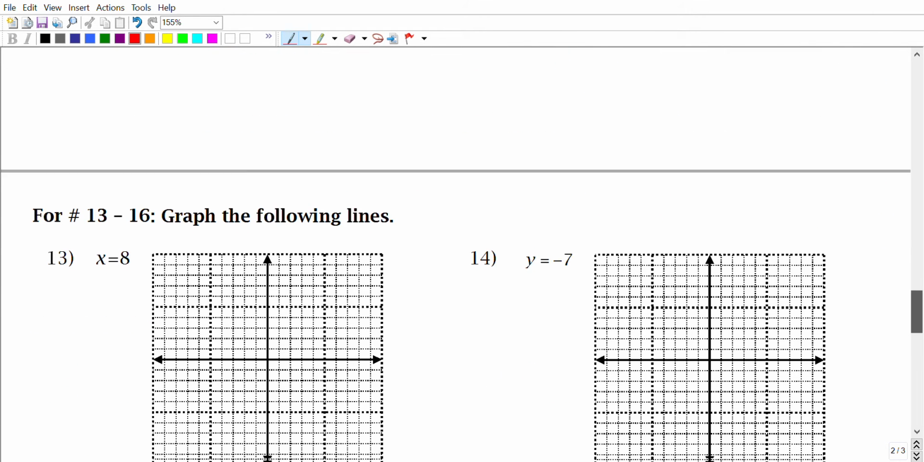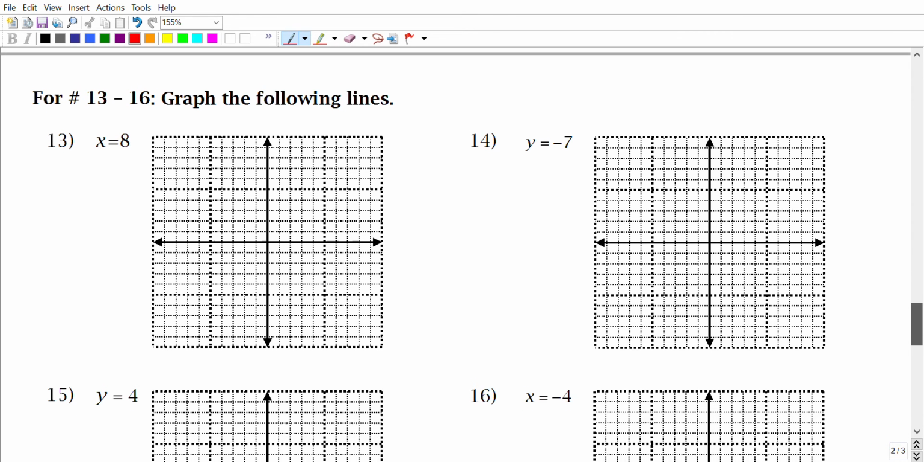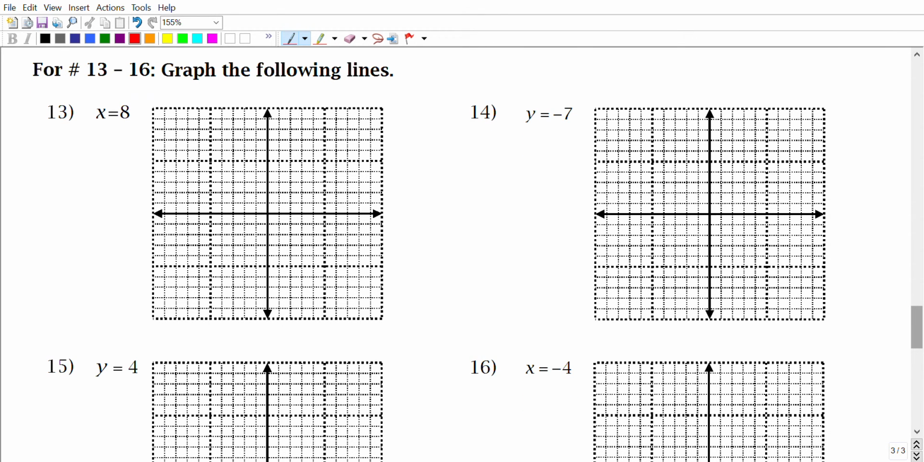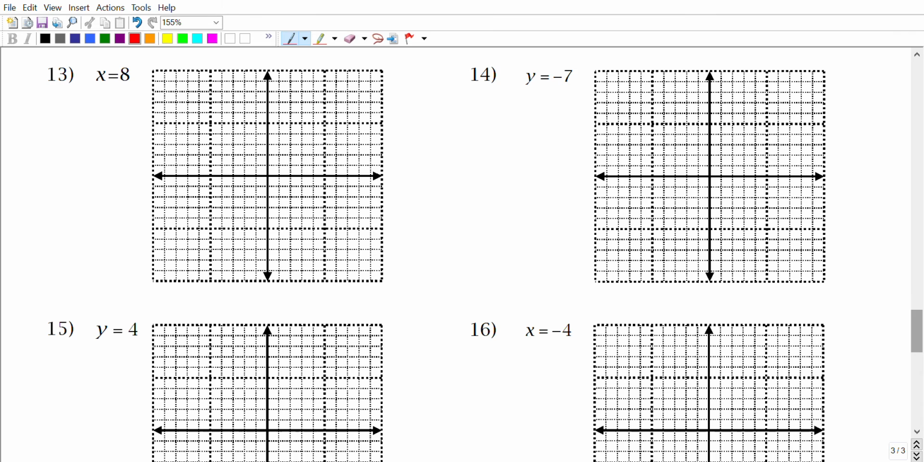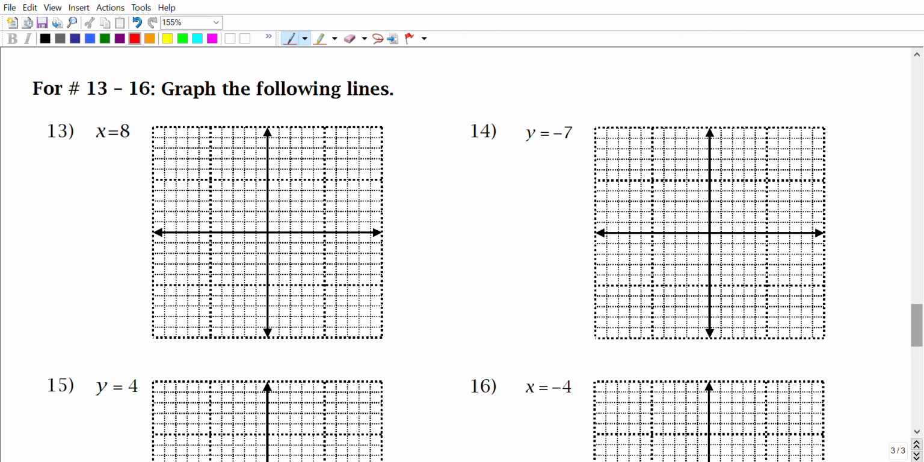Alright, so I'm going to go ahead and do a few problems with you guys for 13 and 14, and then I'm going to have you guys try a few on your own. So let's see what we got. Right away I see that the equation here is x equals 8. We're trying to graph that equation. So what do I know about that particular graph?